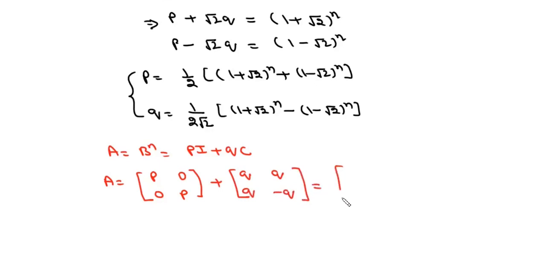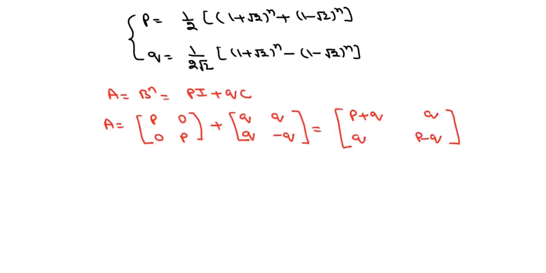So this A will be P plus Q, and this is Q, this is Q and this is P minus Q. Now it says we need to find this limit, n tends to infinity, a12 upon a22. Now a12 is first row second column, which is this Q, upon a22, and a22 is P minus Q. And it's given that this is equal to L.